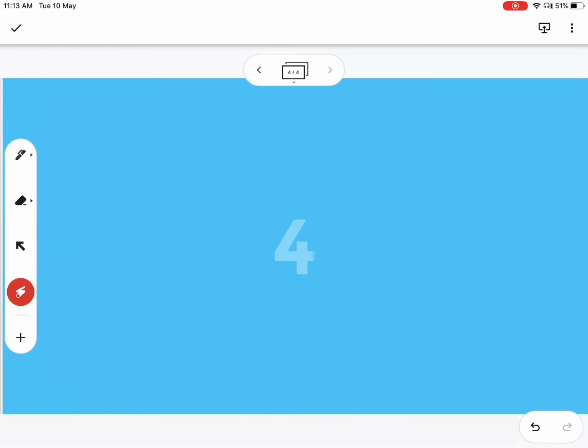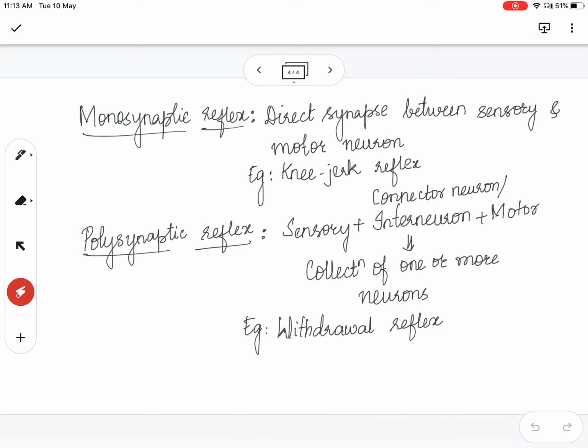Okay, now which are those two reflexes? First of all, what is a reflex? Sudden reaction to a particular stimulus. That itself is called as what? Reflex action. Correct? Now, there are two categories. One is monosynaptic, the other one is polysynaptic. Now, what is exactly monosynaptic? I'll let you know the definition over here. In the diagram, I'll tell you how does that work out.